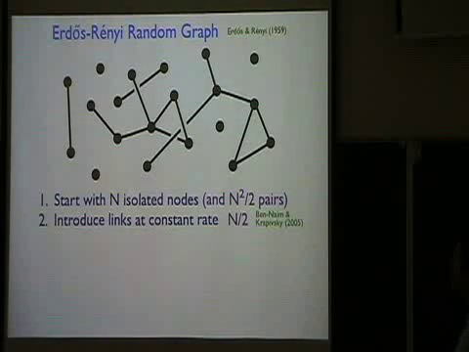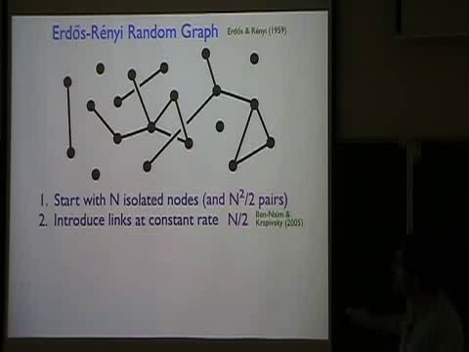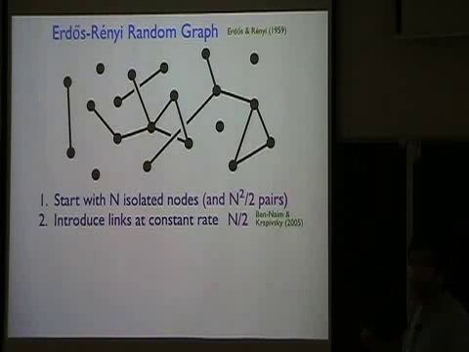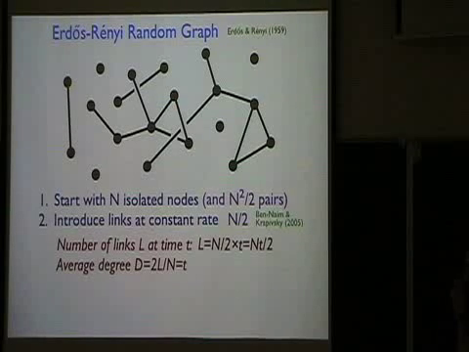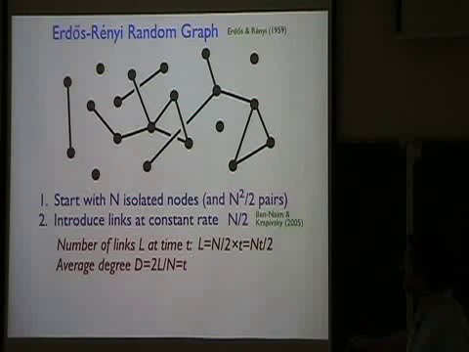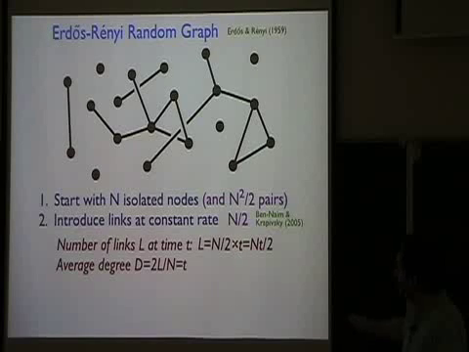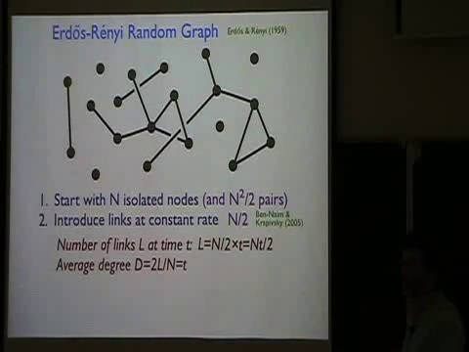The one other feature here is that it is convenient to choose the rate at which you introduce links to be n over 2. So at each time step you add n over 2 links into the problem. And then if you count the total number of links at time t, it's time t times n over 2, so you get nt over 2.